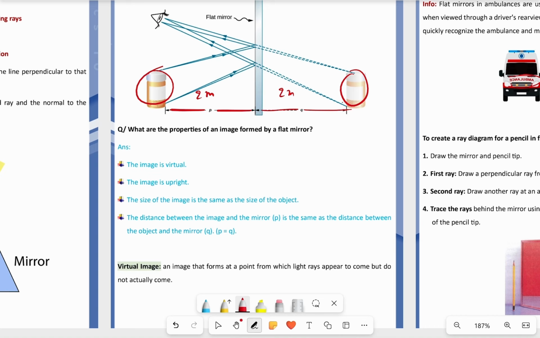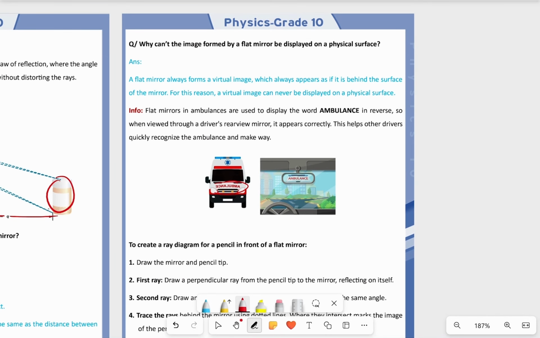These are the four properties of the image formed by a flat mirror. We have a question here. Why can't images formed by a flat mirror be displayed on a physical screen? Because they are virtual. They cannot be projected or displayed on a physical screen or a physical surface.